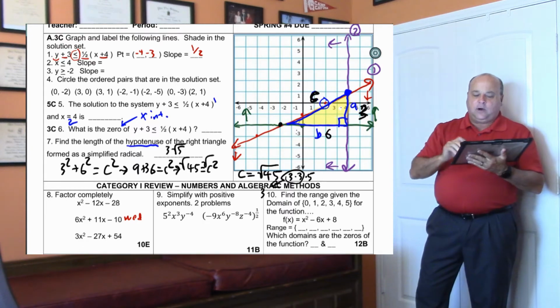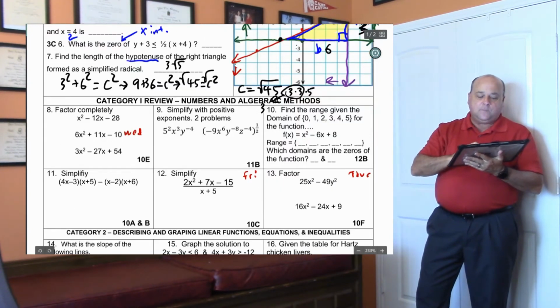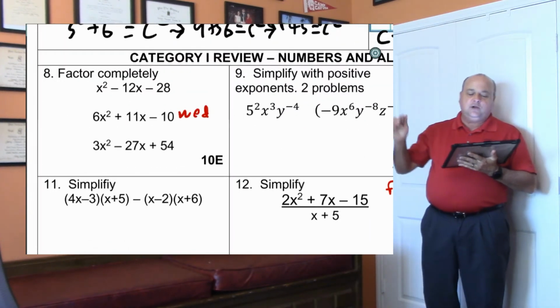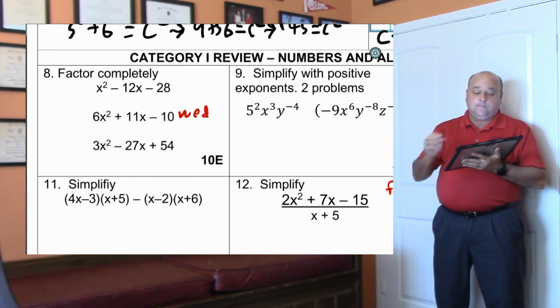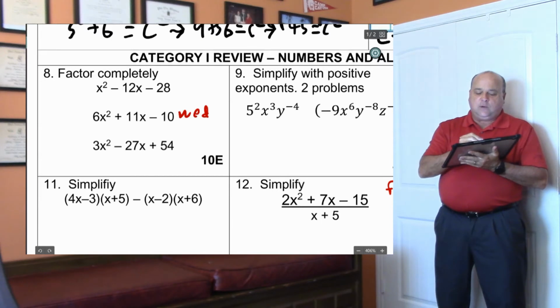Let's go down to number 8. So you should have the top done. Okay, number 8. I'm going to do the first one and the last one. That middle one you'll learn how to do Wednesday. So on number 8, the first thing we're going to do is write down the factors of 28. 2 times 12, 4 times 7.